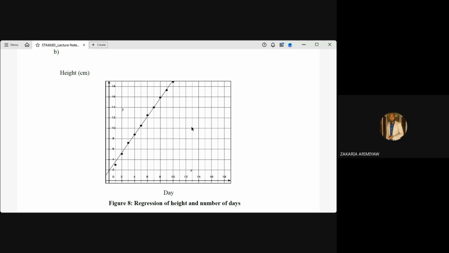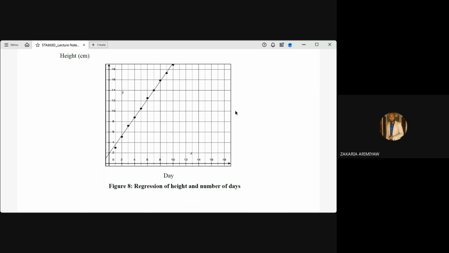Remember that the scatter diagram doesn't have any line. It is just plotted points. So if you now draw the line using the estimated regression equation, it gives you the line of best fit. So that's our second task.